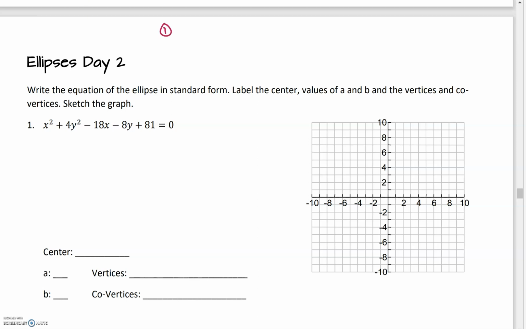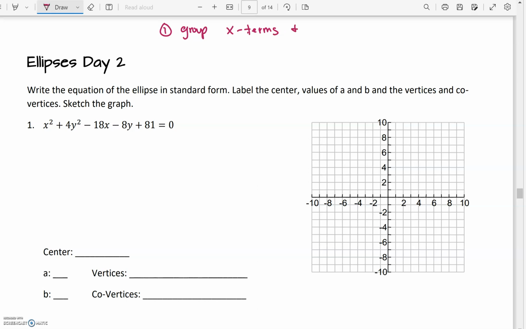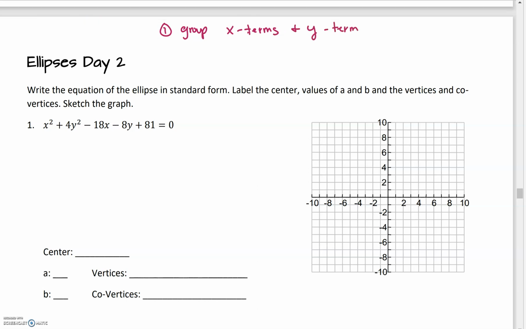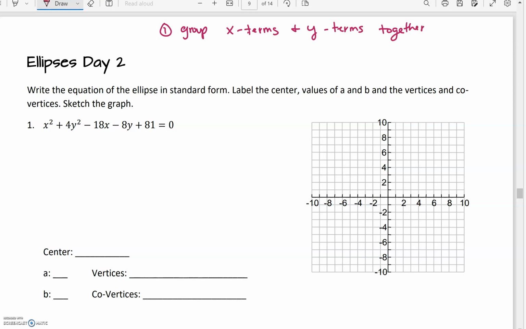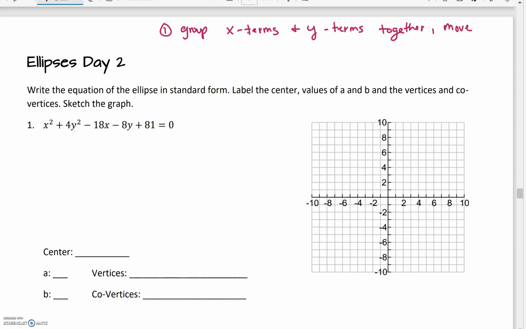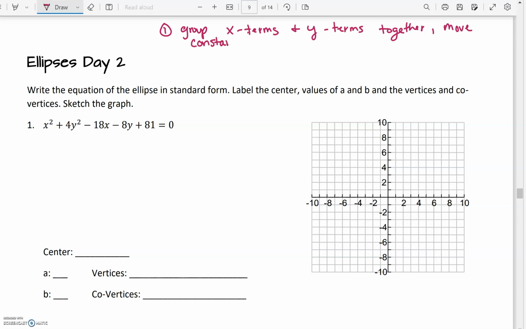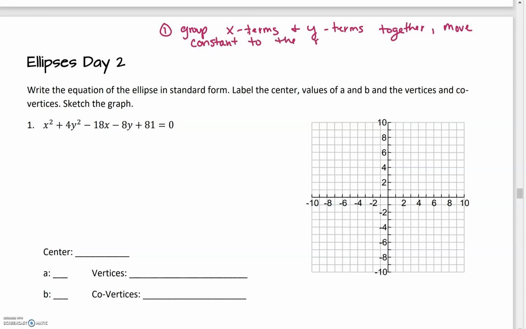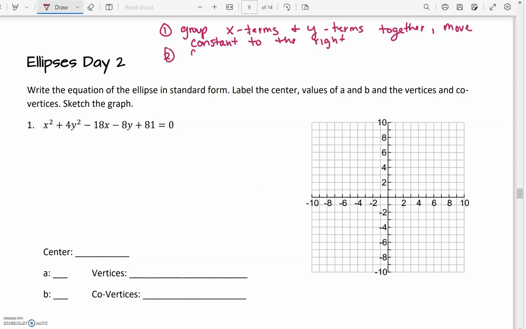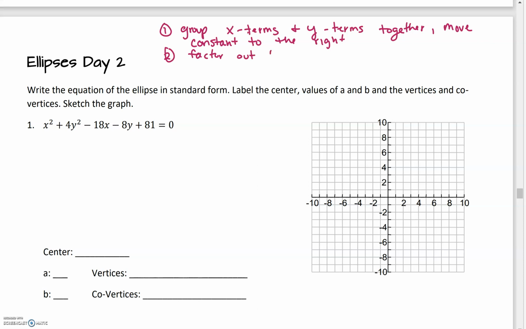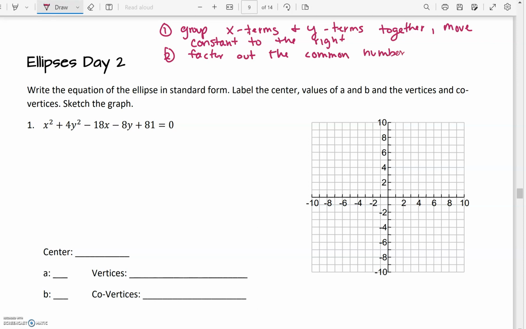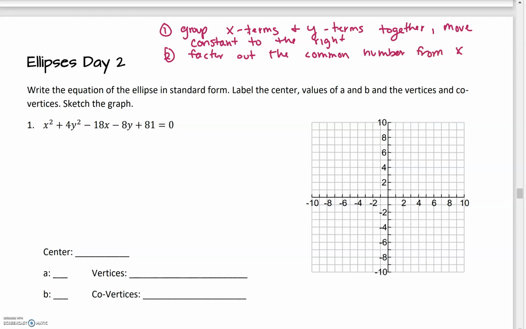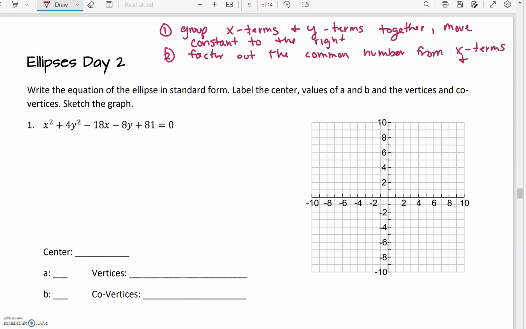So our steps are going to be to group x terms and y terms together and move that constant to the right. Then we're going to factor out the common number from x terms and y terms.